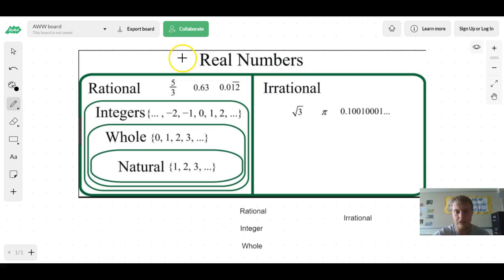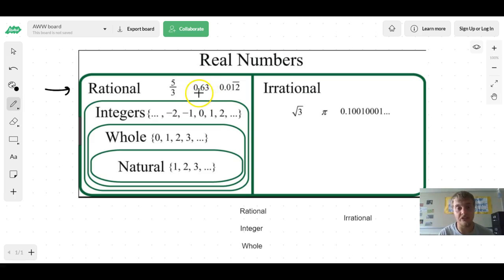So all the numbers we can think of are called the real numbers. And there's two major groups of real numbers: the rational numbers and the irrational numbers. Now, rational numbers, right here, is the largest group, and it's any number that can be written as a fraction. Okay, so obviously fractions can be written as fractions.